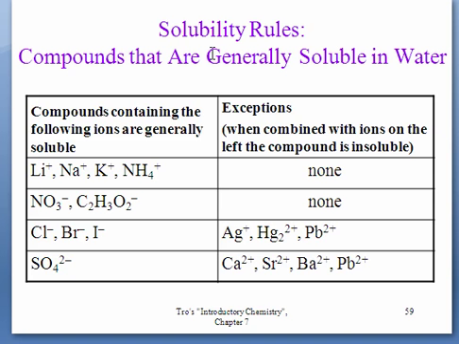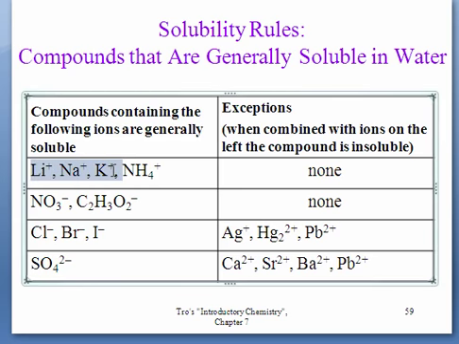These are compounds that are generally going to be soluble in water over here. If there are exceptions, which means they're not soluble, they're listed over here. There's only one set of cations, and that is the first three alkali metals and ammonium. If an ionic compound contains these cations, it is always soluble. There is no exception. If an ionic compound contains these anions, nitrate and acetate, it is always soluble.